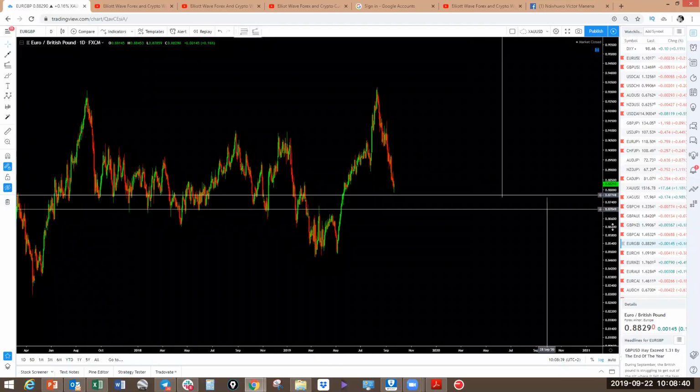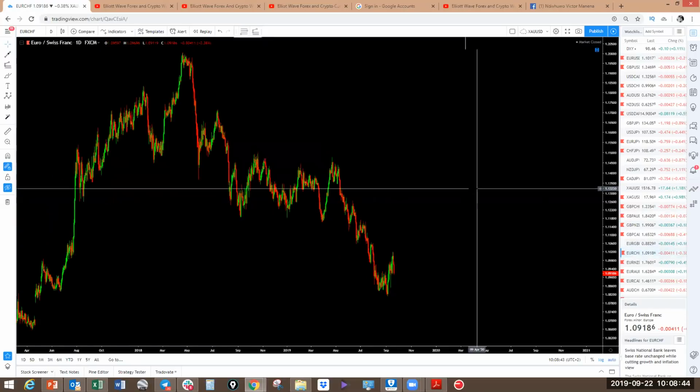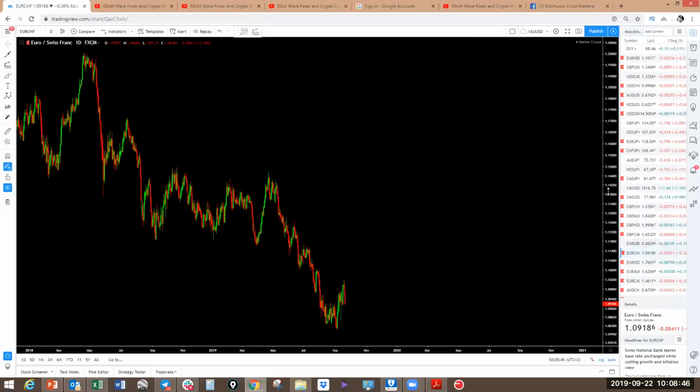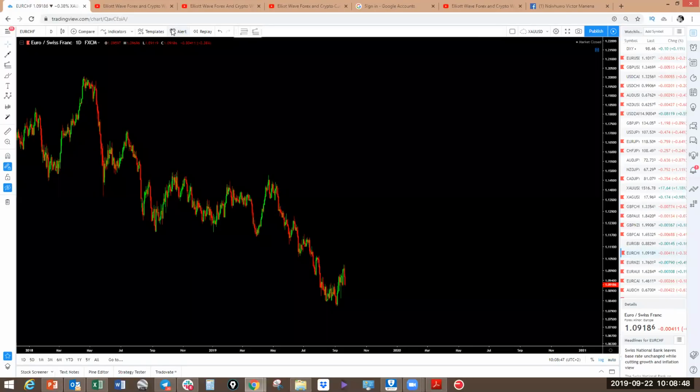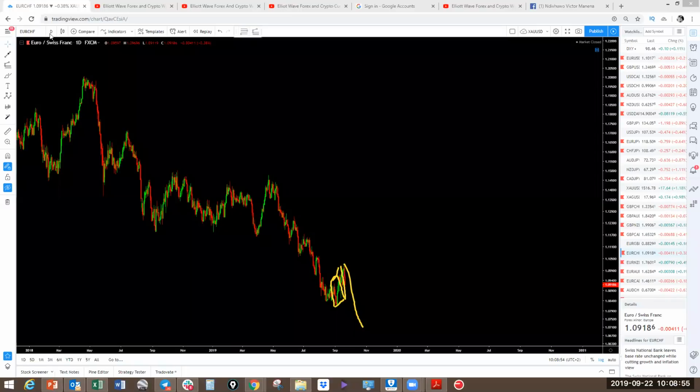That's the structure on euro pound. EURCHF. Now EURCHF is slightly different because it looks like it wants to make one more move to the downside, the same way that euro does. So let's have a look at this one on the 4-hour.